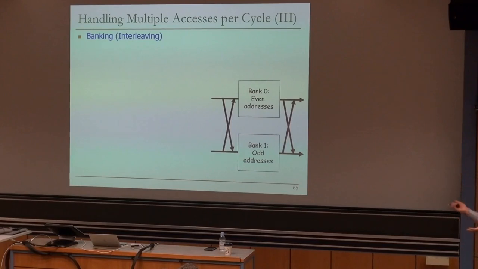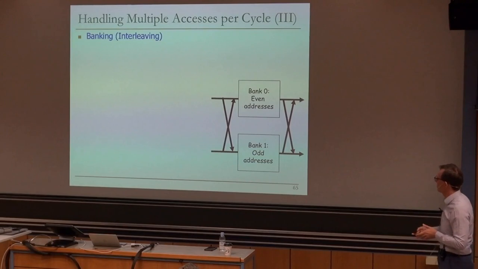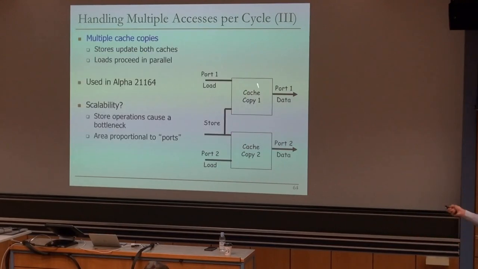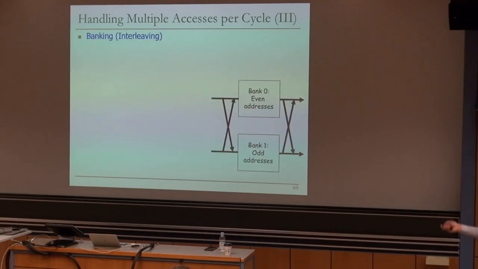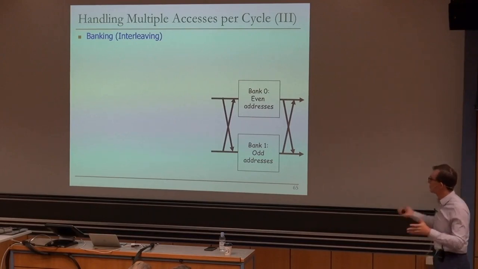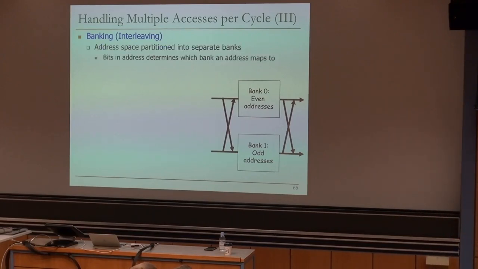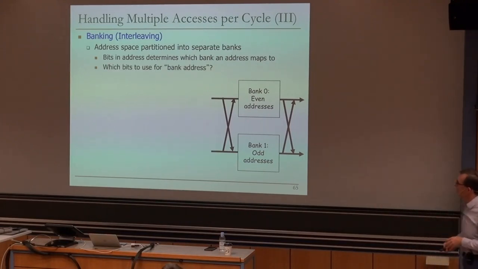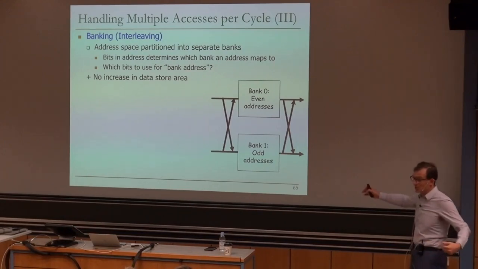Okay, banking is another solution. If you look over here, we actually know this idea. You partition the address space into separate banks. Here we copied the cache; here we partitioned the cache, right? So bank 0 has even addresses, for example, and bank 1 has odd addresses. That's one example. And bits in the address determine which bank an address maps to. We know this very well. Based on banking, the key question is which bits to use for the bank address. No increase in data store area. That's the big advantage compared to the previous solution, because you're partitioning it.